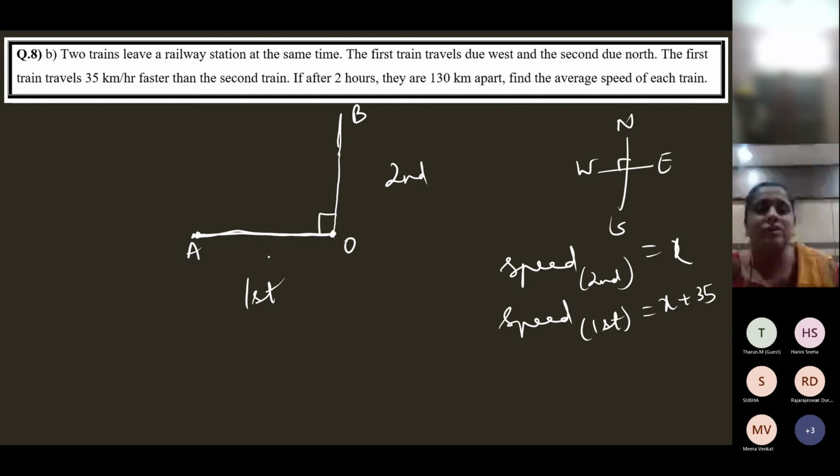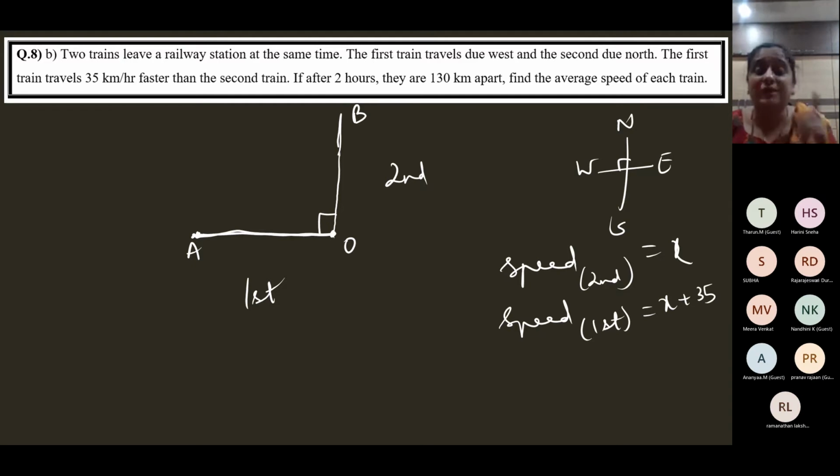Okay, so what is OA? It is the distance. Listen to me. OA is the distance covered by the first train in 2 hours. What is the speed? x plus 35. What is OB? The distance covered by the second train in 2 hours. What's the speed? x. Speed into time is distance. So how do you find the distance? Speed into time. What's the time? For both, it is 2. Speed, one is x, the other is x plus 35.